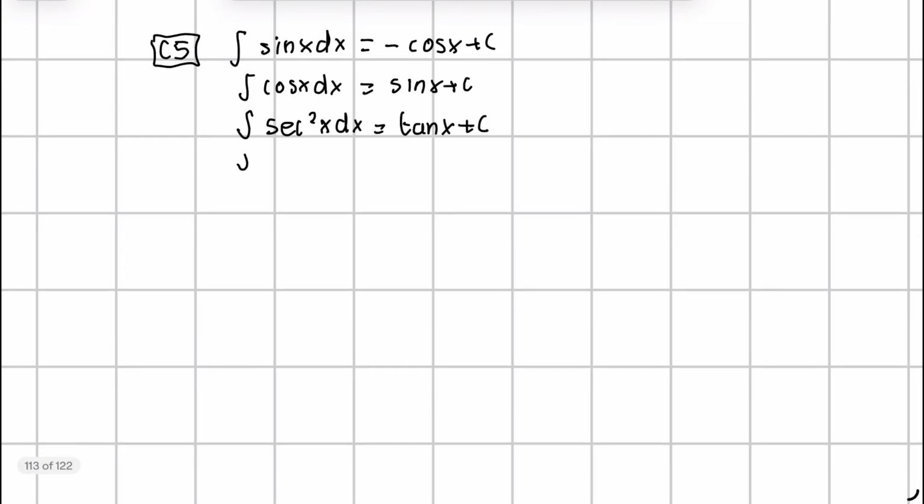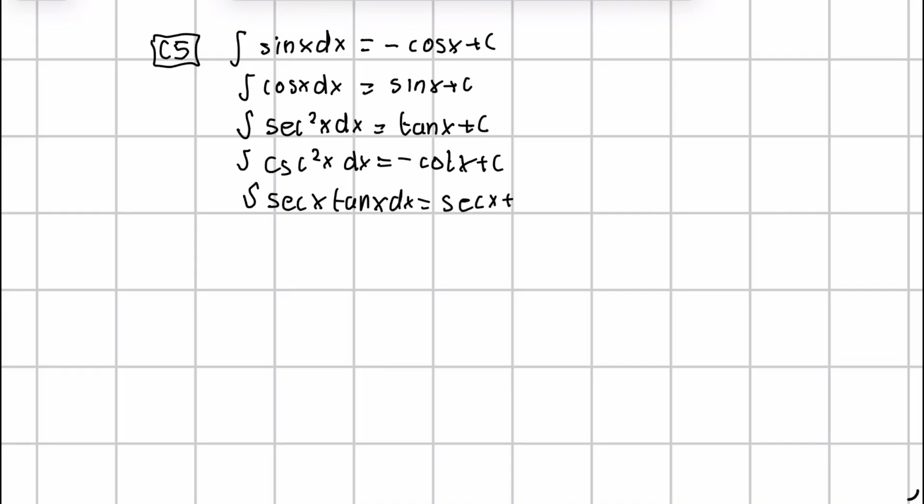Okay, and then we have the integral of cosecant squared x dx. So look, these are each of these different trig functions so far. Then we have negative cotangent x plus c. We also have the integral of secant x tan x dx is equal to secant x plus c. And then finally, cosecant x cotangent x dx is equal to negative cosecant x plus c.